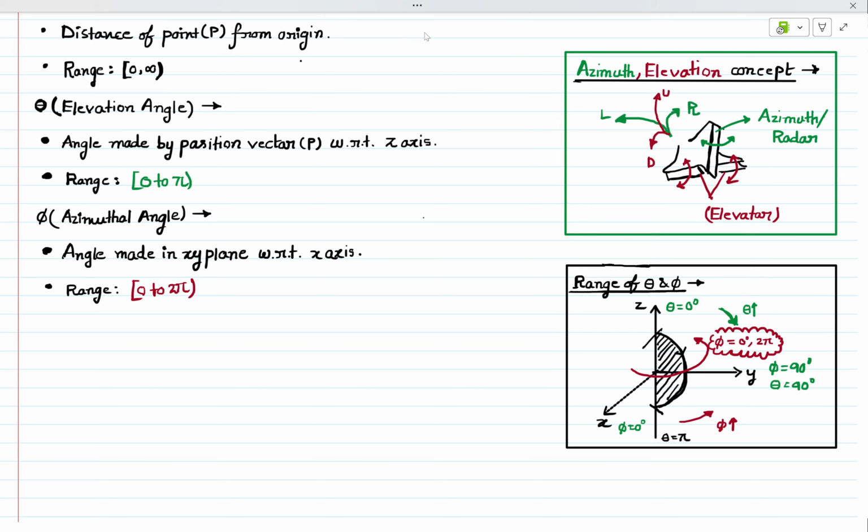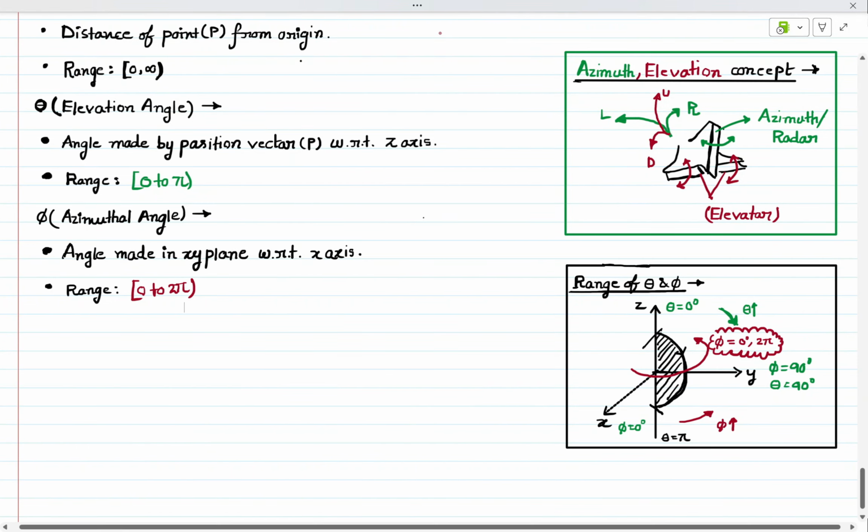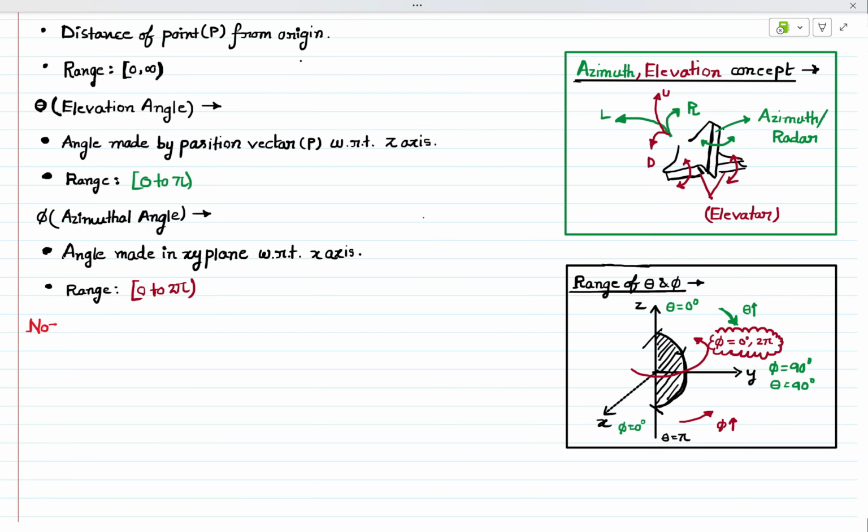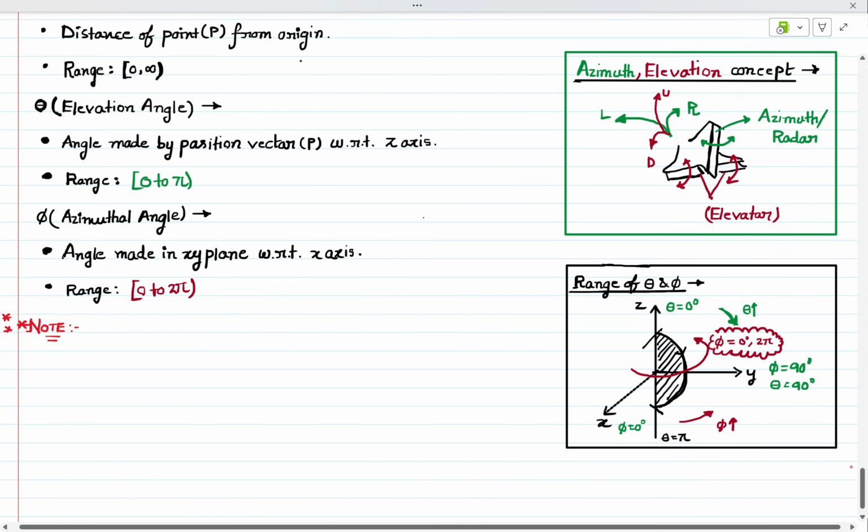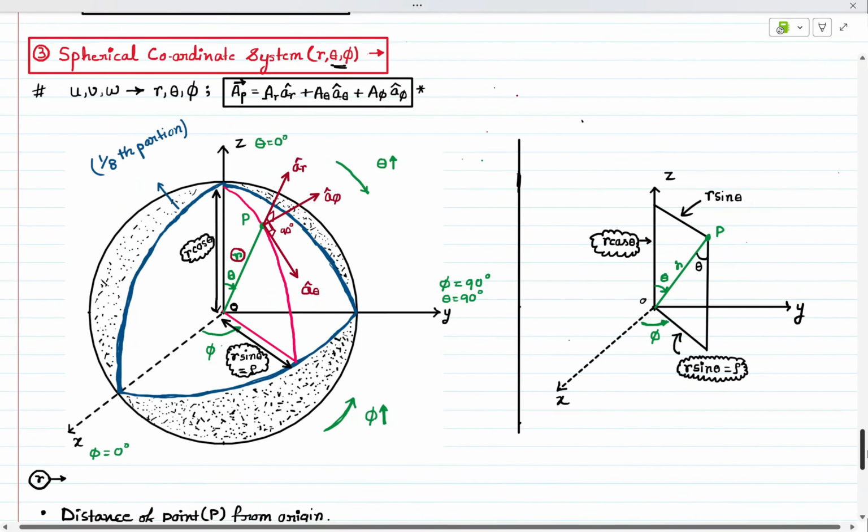Now the note. I have to make a note over here. What is the note about? You know this note very well. Just a minute, let me write a note. This note is about the unit vectors of r, theta, and phi.